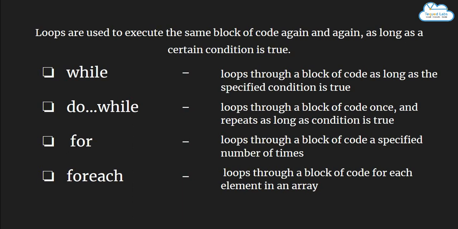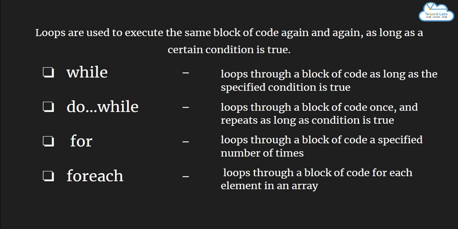So basically it executes the code first, then it checks for a condition, but in while it checks the condition first and then does the code, right? So that is the major difference between while and do while. Next we have for, which loops through a block of code a specified number of times. So you will give a specified number, maybe like 10 or 20 or 30, right? Whatever number you give there, it loops through that specified number of times. So that is what a for loop does.